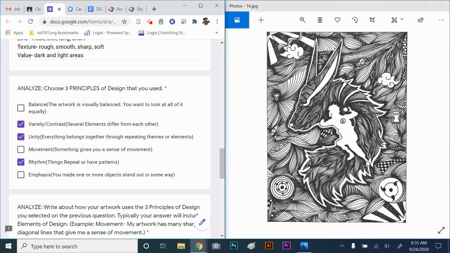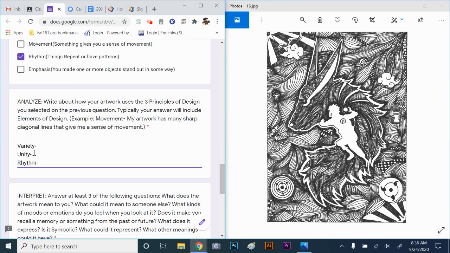Rhythm is pattern and repetition. So I think I said this earlier. Ribbon patterns all around, circle patterns, lines repeating, all of that stuff. And then emphasis, I said the character is the emphasis because they're white and then surrounded by a lot of dark, so it makes them pop out, and they're in the middle.